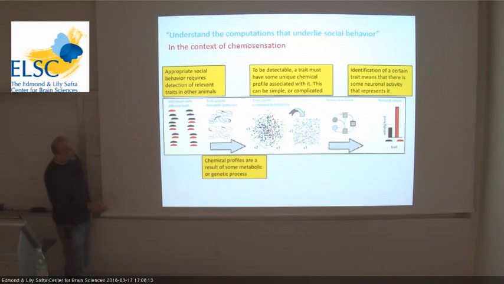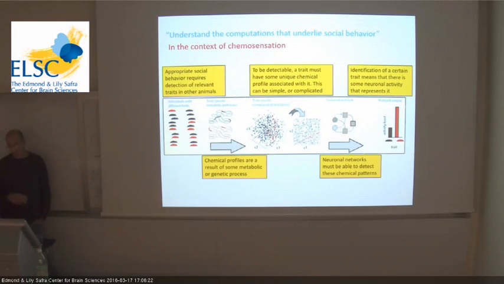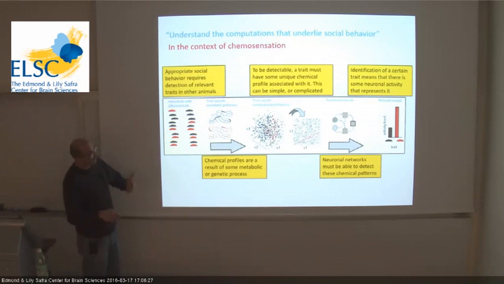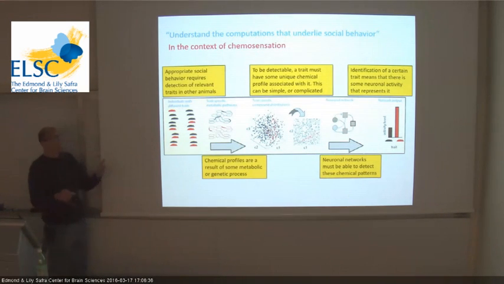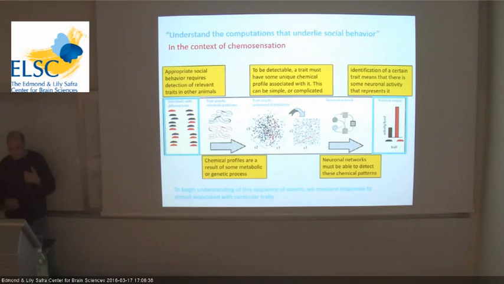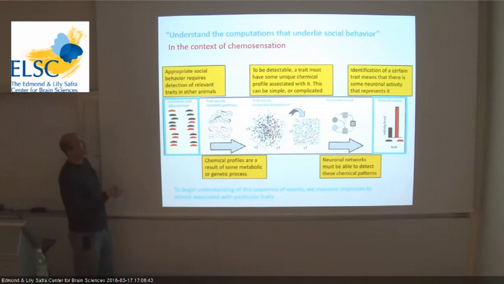And of course, these chemical profiles are a result of some metabolic pathways or some genetic pathways that are characteristic of these specific animals. And the neuronal networks that have to decipher this information are somewhere in the brain, and they are the ones that are able to obtain these signatures, retrieve the information from the complex chemical cues, and translate them to neuronal activity. Now, to fully understand the whole process of chemical communication, we would need to understand, in my opinion, all of these aspects.